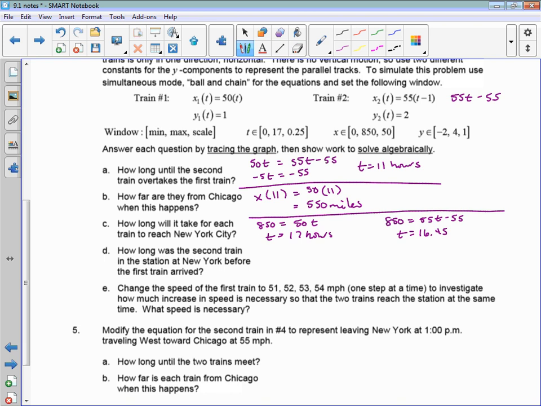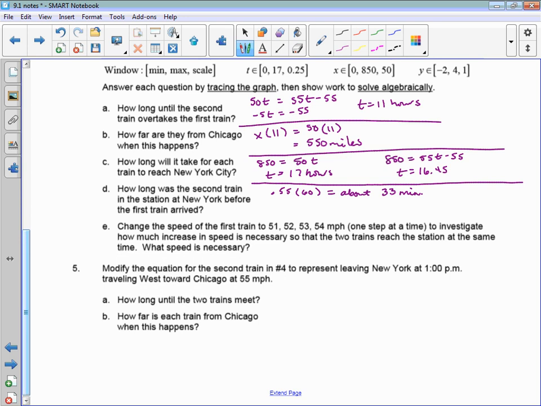All right, then D, how long was the second train in the station at New York before the first train arrived? So we said a little over half an hour. If we're a little more specific here, looking at the differences, 16.45 to 17, how long is that? 0.55 hours. So couldn't you do 0.55 times 60 minutes? And you would get about, I think it's 33 minutes. And again, we said just over half an hour from our graph. Alright, then this one we just did on our calculator. We said between 51 and 52.